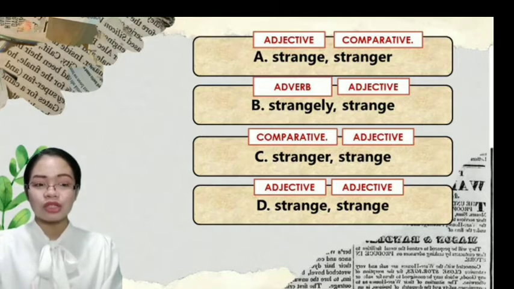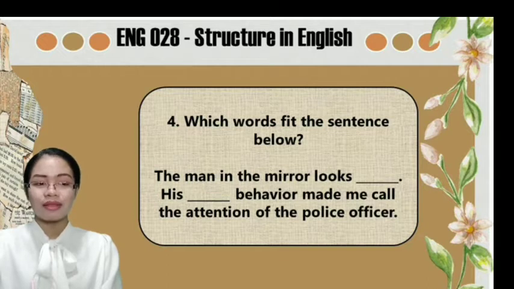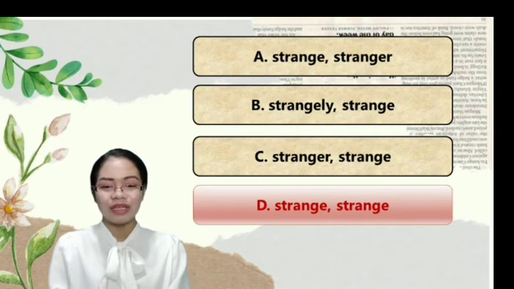Meanwhile, letter D, strange and strange, both words are examples of adjective. Back to these two sentences: the man in the mirror looks blank. His blank behavior made me call the attention of the police officer. So let's add the word strange in the first sentence. We have here, the man in the mirror looks strange. So it means the word strange modifies the man. Meanwhile, his blank behavior, or strange behavior, made me call the attention of the police officer. So the correct answer for question number 4 is letter D, strange and strange.